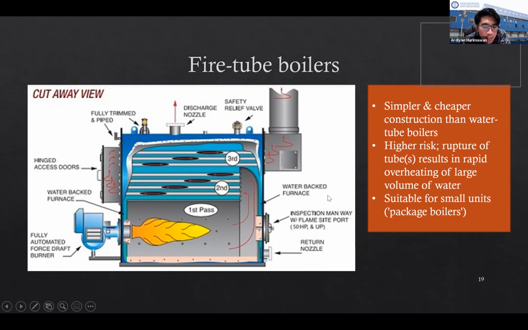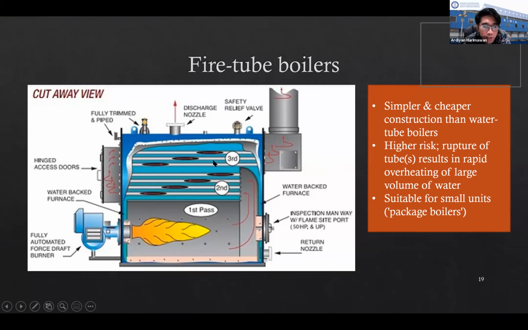However, this arrangement is very prone to quite high risk, because if you have corrosion from the water, I think we have discussed the corrosion or the scaling, it can rupture the tube. What happens if you have a rupture of the tubes? It means the heat will flow freely in the water, and it will result in rapid overheating of the large volume of water.